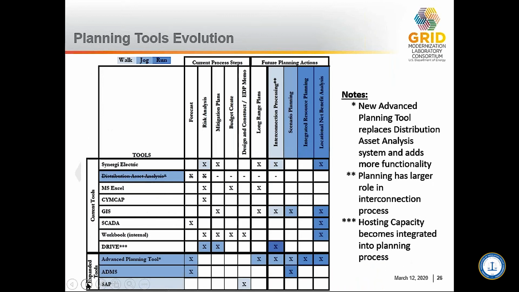The next slide basically shows the evolution of tools. It summarizes the evolution from the traditional tools to the advanced planning tools that will replace the distribution asset analysis system, which is used for forecasting. This tool will also add advanced DER planning functionality, and Debbie Lou will discuss these in the next presentation. These include scenario planning, locational net benefits analysis, and so forth. And this is the trajectory that Xcel is on.